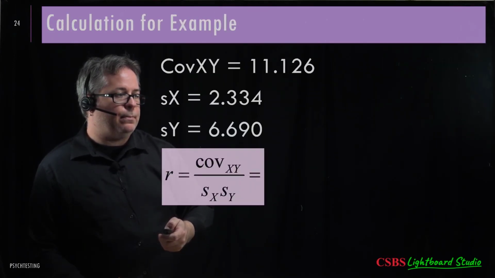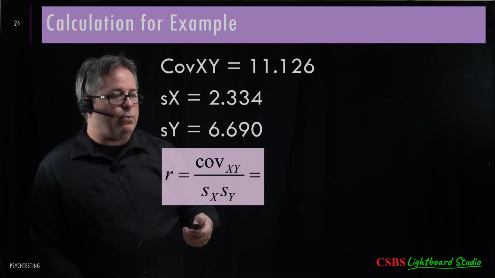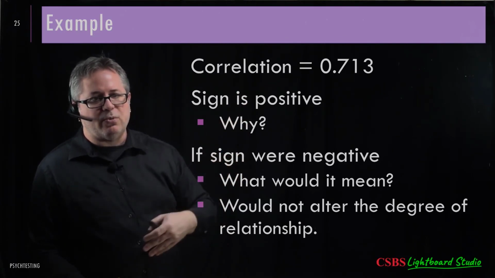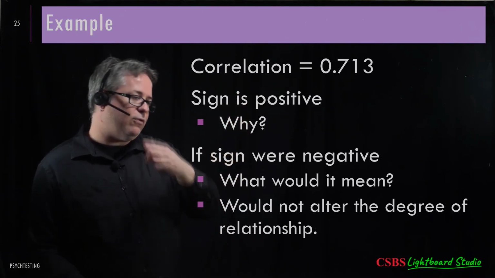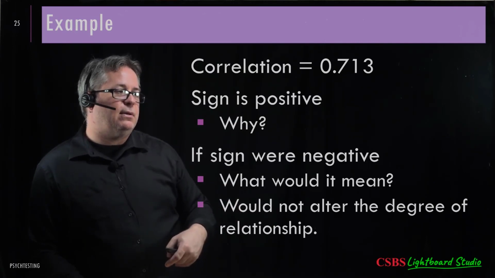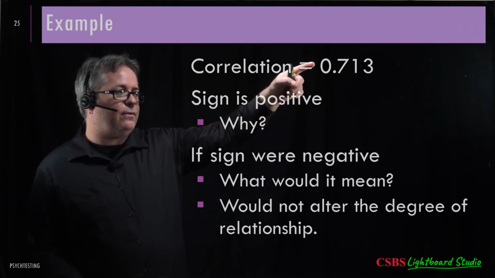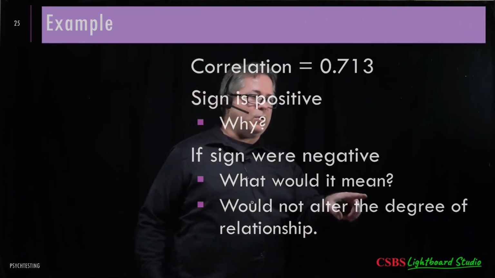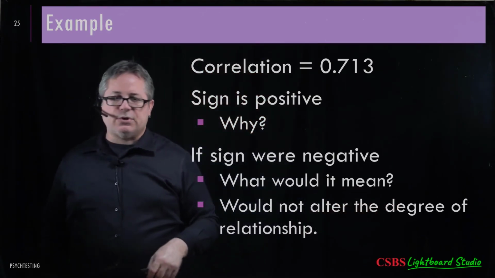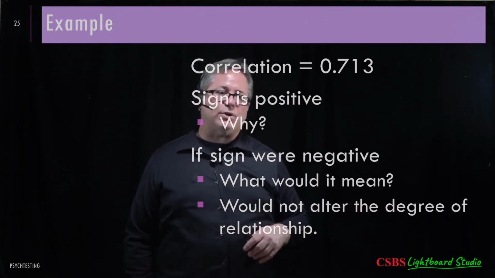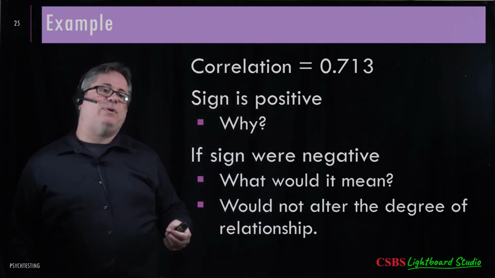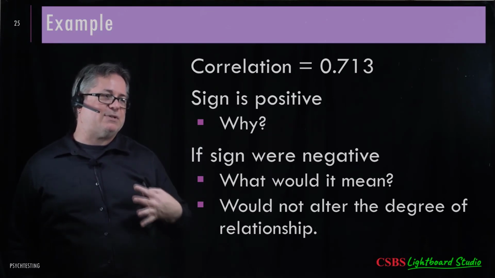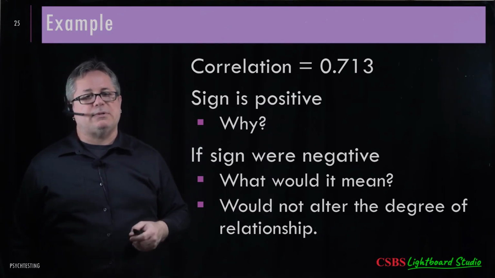All right, so we plug this in, we get a correlation of 0.713. The sign's positive, which means there's a general low left to high right trend. If it were negative, it would mean we're going high left to low right. But even if this were negative 0.713, it wouldn't change the degree of relationship. That's what it says: it would not alter the degree of relationship, just the trend, the direction. So 0.713 and negative 0.713 are equally as large. They're the same size correlation, just in opposite directions.